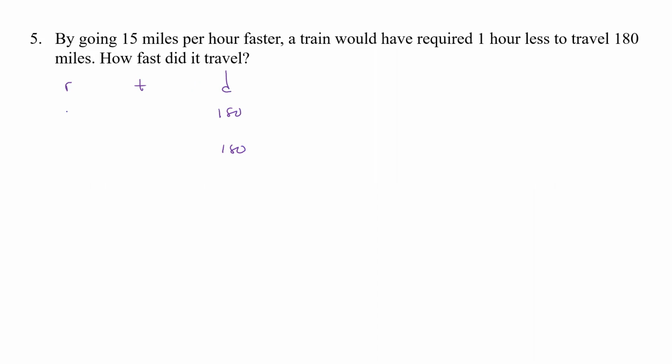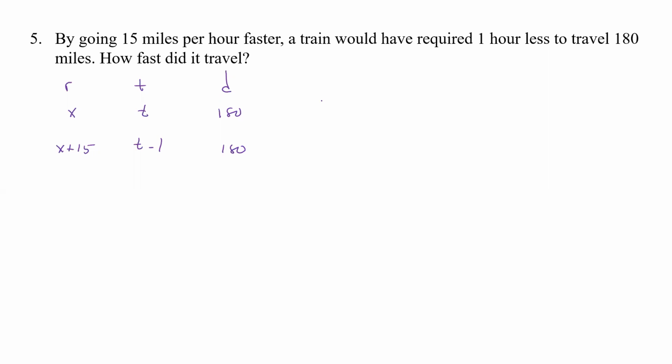And let's let our rate, this one here, be x, and this one is going to be t, because we're just going to base it on that, because the other one's going to be faster and it's going to take less time. So this one's going to be x plus 15 because we're going that much faster. And because of that, it takes 1 hour less, so it's going to take t minus 1. Okay. Now we've got our table set up. All we have to do now is solve for that middle column again.